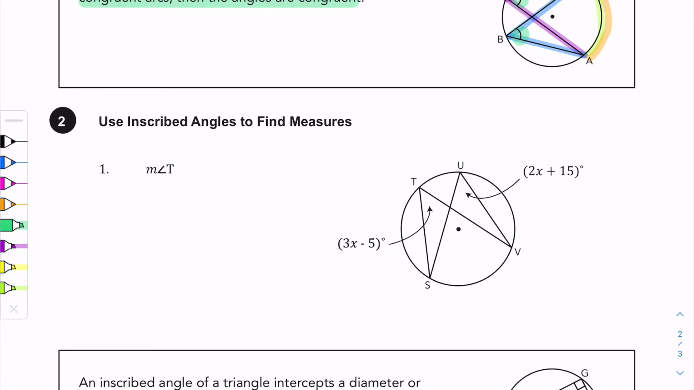Let's take a look at example set 2, where we're trying to find the measure of angle T. That would be right here. I know that angle T is formed by these chords, and those 2 chords intercept this arc. I also see that I have these 2 chords that intercept the same arc. So I know that angle T and angle U are congruent.